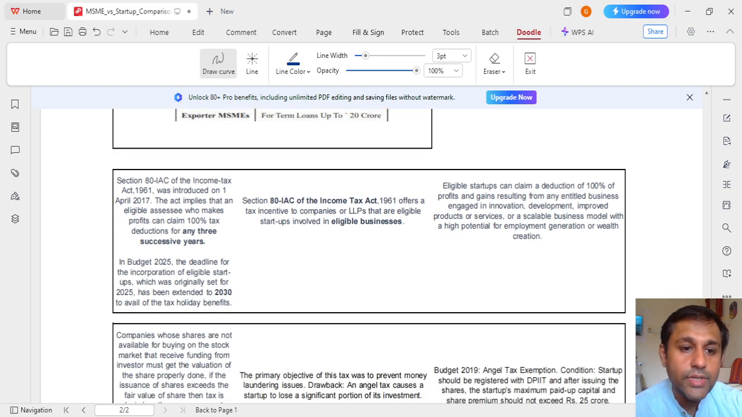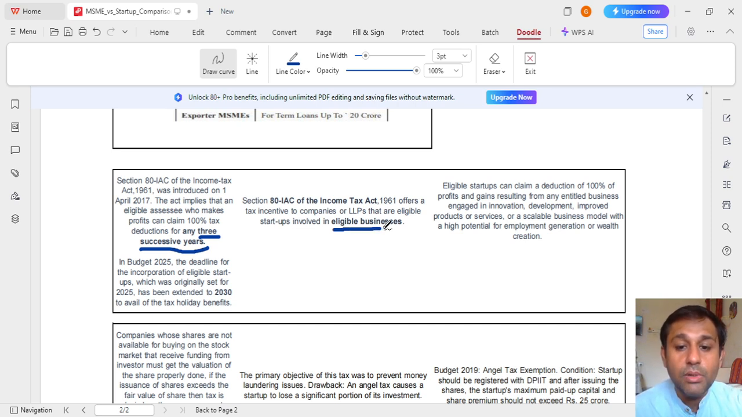Section 80 IAC of the Income Tax Act, which was introduced in April 2017, implies that an eligible startup, meaning an LLP or a company which makes a profit, can claim 100% tax exemption for any 3 successive years. That means out of 10 years, because after 10 years you will not be a startup. So when you are a startup for the initial 10 years, then any 3 consecutive years, say 3rd, 4th, 5th, or 1st, 2nd, 3rd, or 7th, 8th, 9th, is the choice of the startup. For any 3 successive years, they can avail the tax exemption under section 80 IAC. Section 80 IAC offers a tax incentive to companies or LLPs that are eligible startups involved in eligible business.